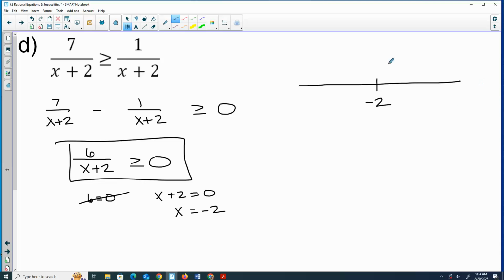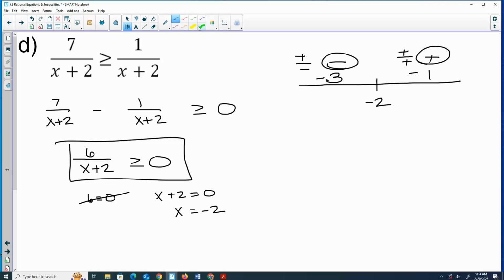So we need our test points on each side of that, so smaller than -2, like -3, and bigger than -2, like -1. If I put these in, 6 is positive, -3 plus 2 is negative. Positive divided by negative is negative. If I put in -1, 6 is positive, -1 plus 2 is positive. And 2 positives make a positive.